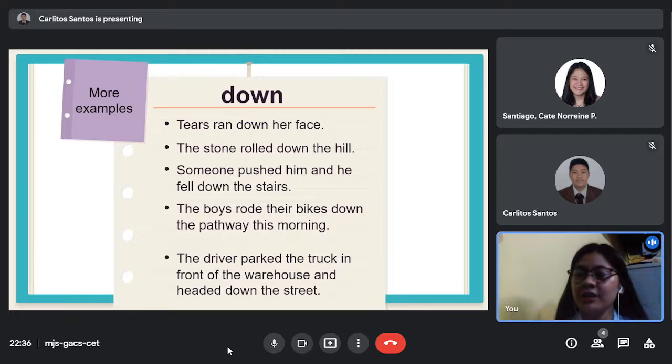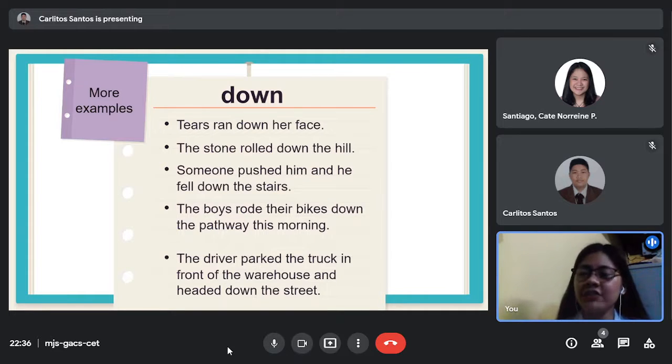We have here different sample sentences and let me read it for you. Tears ran down her face. The stone rolled down the hill. Someone pushed him and he fell down the stairs. The boys rode their bikes down the pathway this morning. For the last sentence, the driver parked the truck in the front of the warehouse and headed down the street.